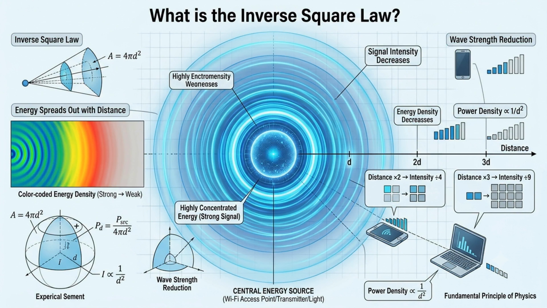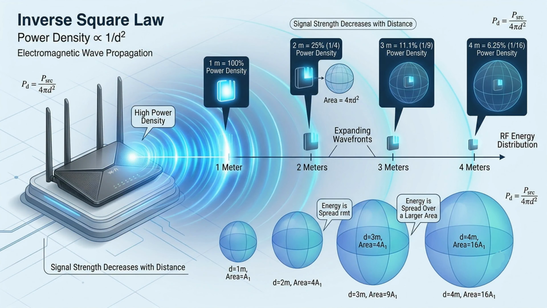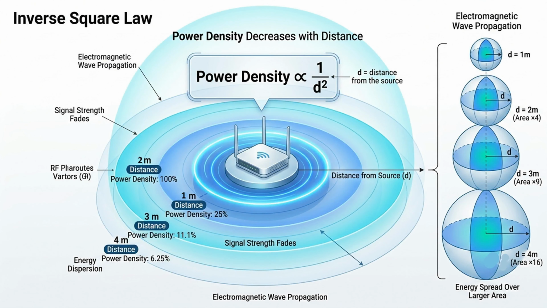What is inverse square law? The inverse square law is a fundamental principle of physics that describes how the strength of a wave or force decreases as it spreads out from its source. In RF propagation, it states that the power density of an electromagnetic wave decreases in proportion to the square of the distance from the transmitter. Power density is inversely proportional to the square of the distance from the source.